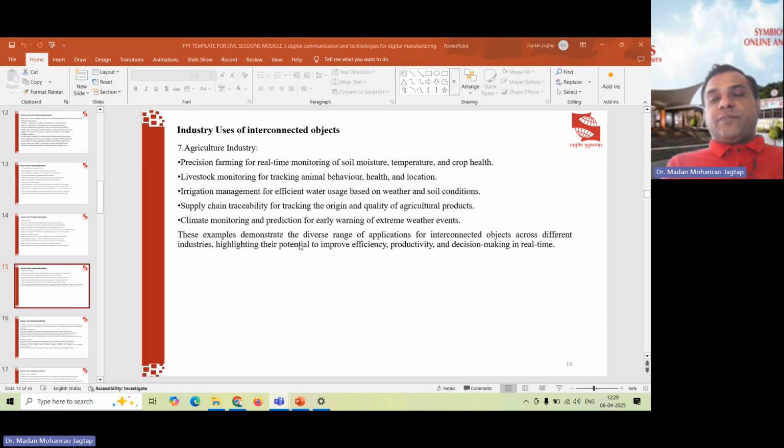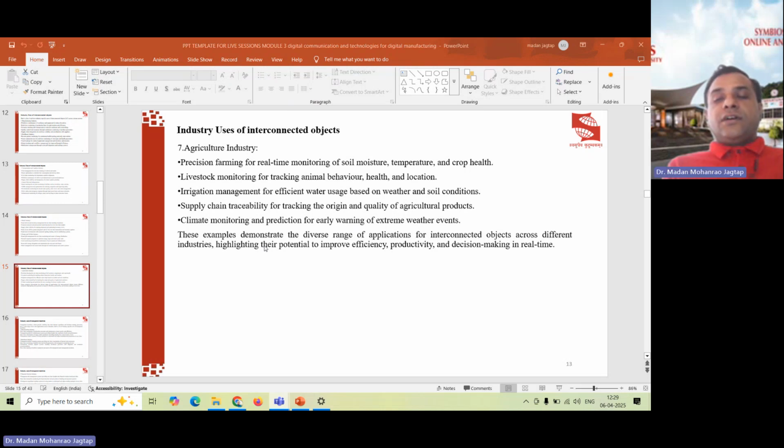Then irrigation management we can do for efficient water usage based on weather and soil condition. So as per the requirement of the weather and soil condition, we can supply water to the fields in order to enhance productivity and optimize the water usage. We can work on irrigation management. Then we can do supply chain traceability for tracking the origin and quality of agriculture products.